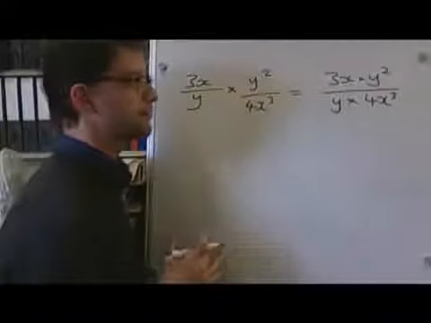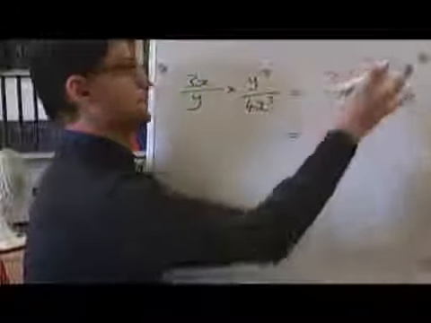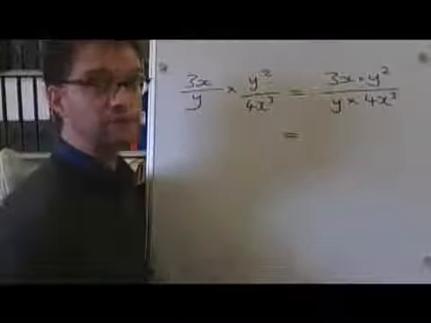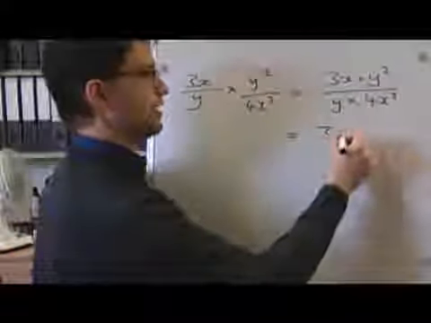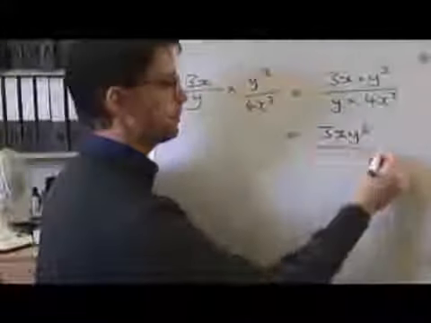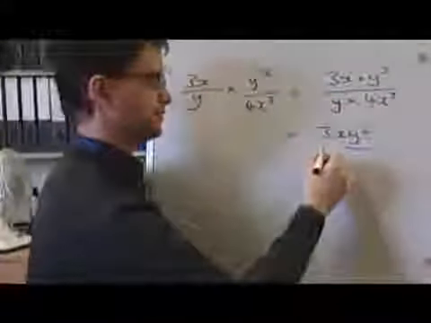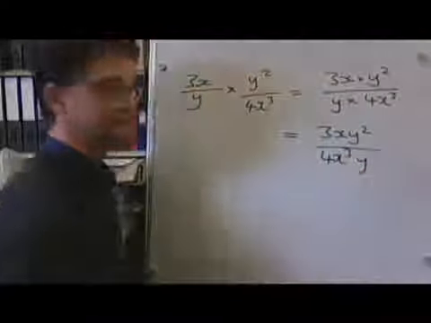And now here's where the fun bit starts. I'm going to do some simplification. I've done the fractions bit, and now I've got to do some algebra. So I'm going to rewrite the top as just 3x y squared, and I'm going to rewrite the bottom. I'll put the numbers and the x's first, so I've got 4x cubed y.